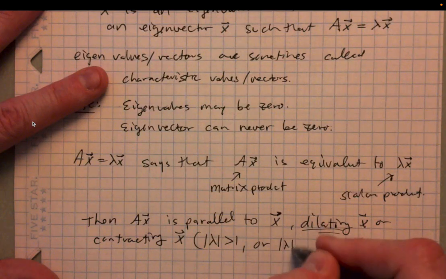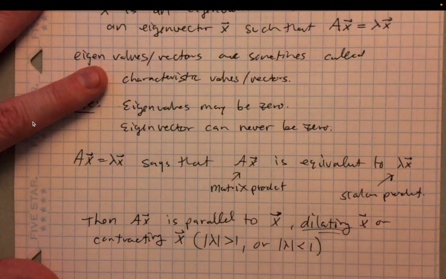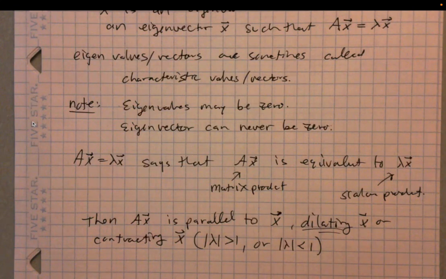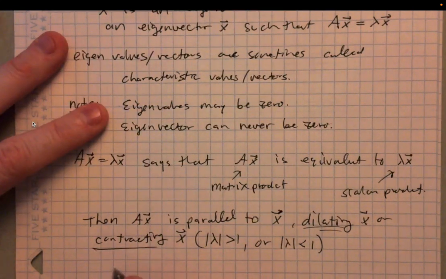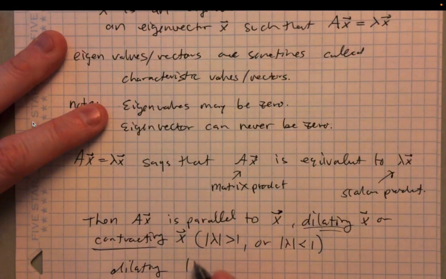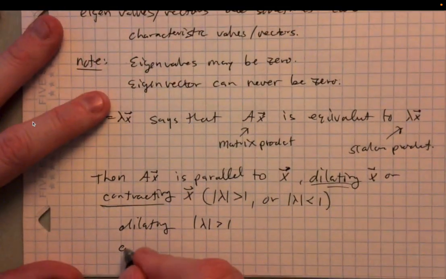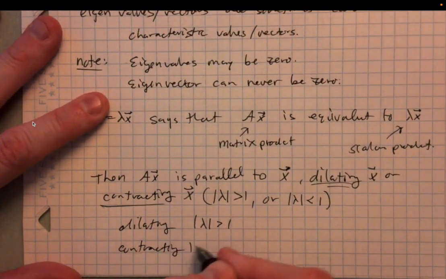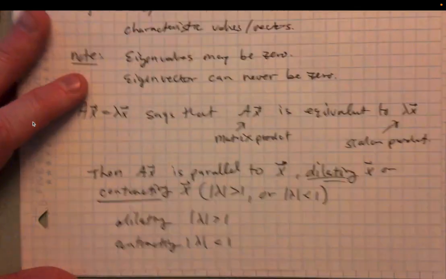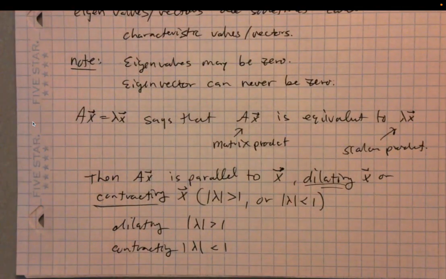But if the absolute value of lambda is less than 1, then we're going to naturally be contracting. So dilating is when lambda is greater than 1. Contracting is when lambda is less than 1. So shrinking, stretching, another way to think about it, in other words. And so you can think of eigenvalues as having this sort of geometrical quality. You've got your x, which is parallel to Ax, and lambda stretches or contracts it.